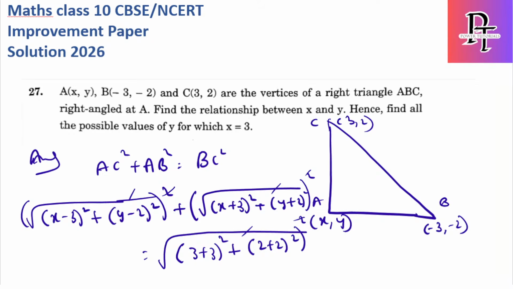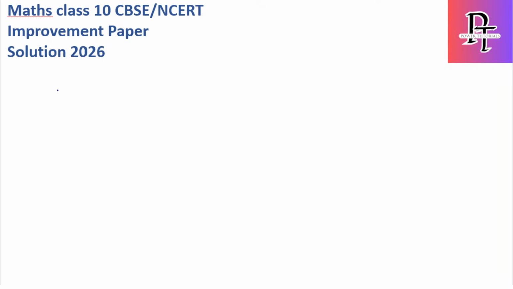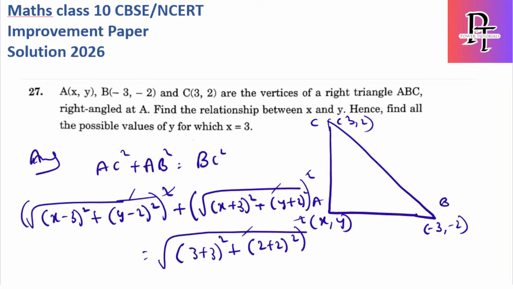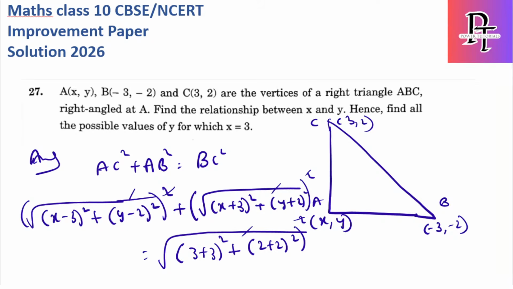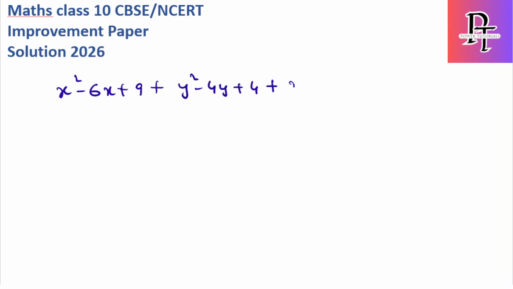(x minus 3) whole square becomes, using (a minus b) whole square is a square minus 2ab plus b square. Same way for (y minus 2) whole square I will get y square minus 4y plus 4. So next (x plus 3) whole square will give x square plus 6x plus 9. What about y? (y plus 2) becomes y square plus 4y plus 4.